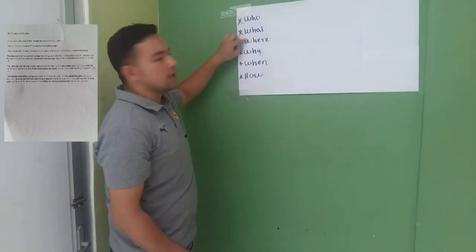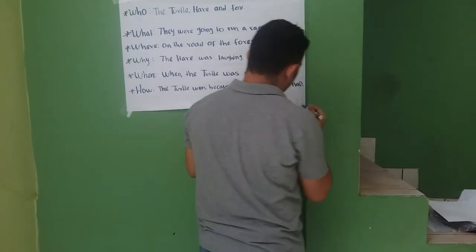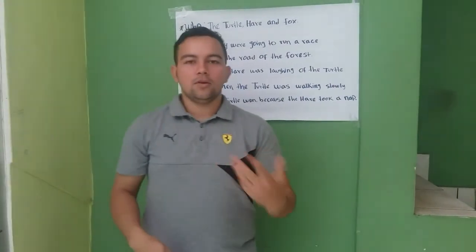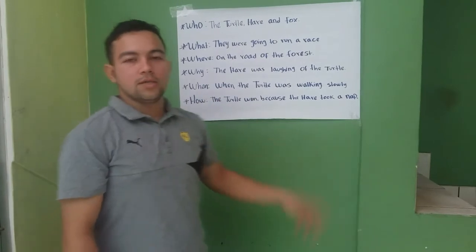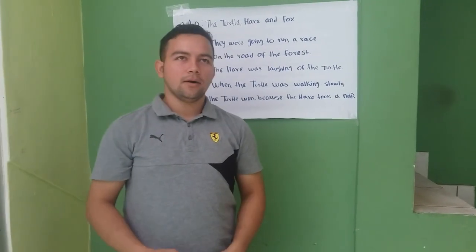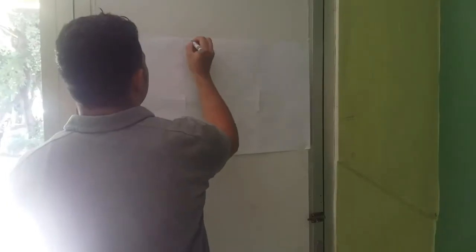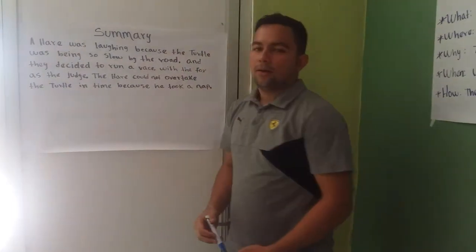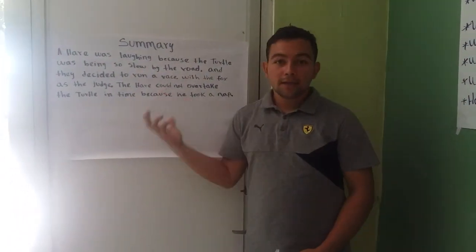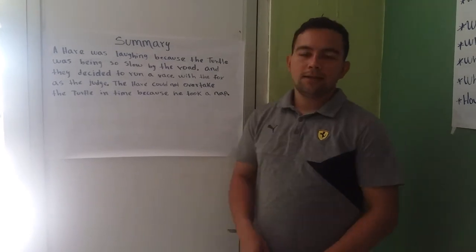How can you get the gist from the text using the WH words? First, you need to read all the text and then you answer the WH words. For example, in the text, the turtle and the hare. Then when you have finished the WH words, what you need to do is make a summary of about 20 or 30 words of what you have written. For example, and this is the way of getting the gist using the WH words, and that's it.